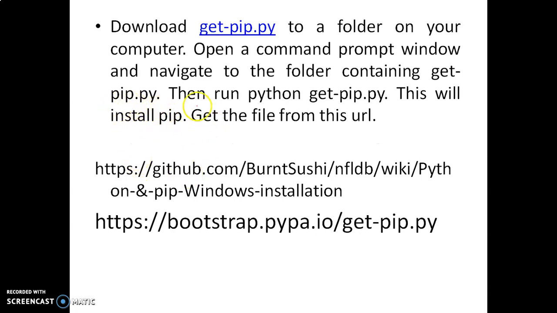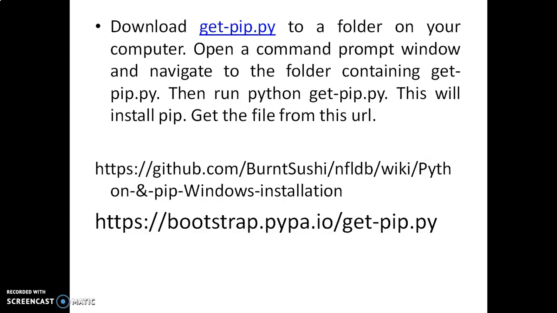For installing PIP on our system, we need to download the get-pip.py file. This is a Python file which contains the commands to install PIP. First we need to download it and save it in a particular folder on our computer. Then we can open the command prompt, go to the folder of this file, and install PIP.